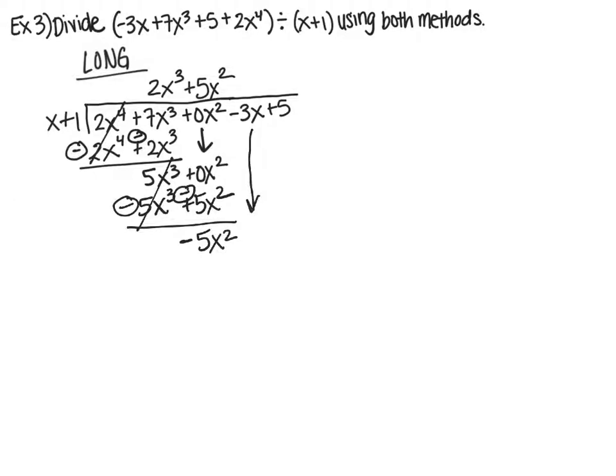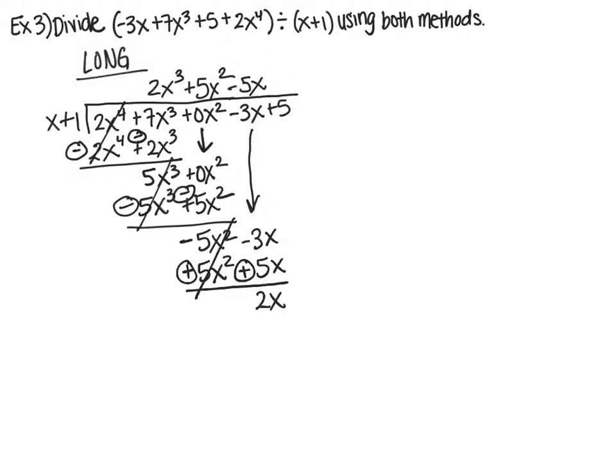We're going to now bring down negative 3x, and we are going to take negative 5x squared divided by x to get negative 5x. So negative 5x times x plus 1 is going to leave us with negative 5x squared minus 5x. And when I subtract, this will become a positive, and this will become a positive. The x squared terms will cancel out, and negative 3x plus 5x is 2x.